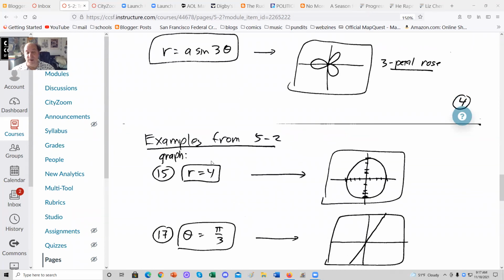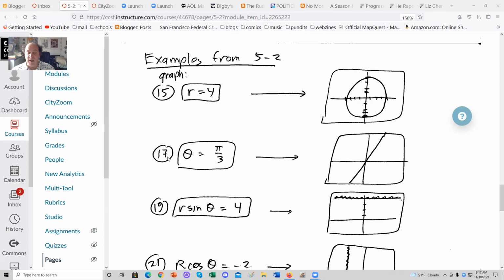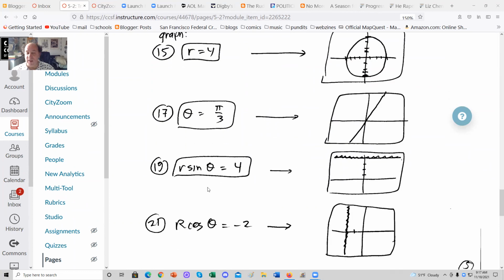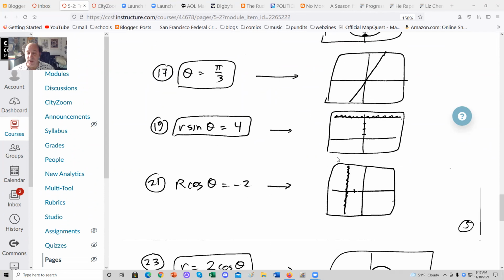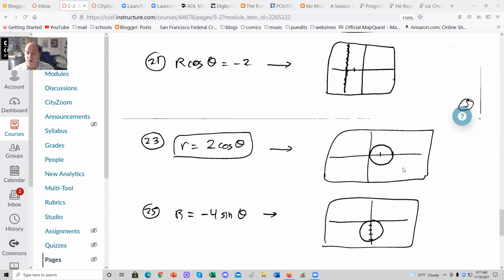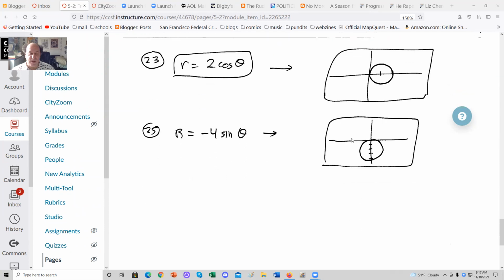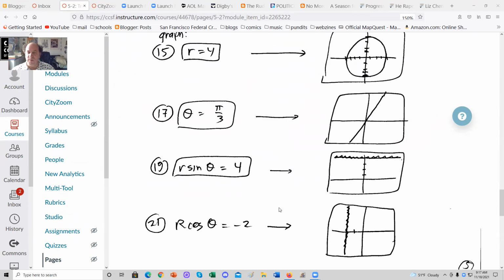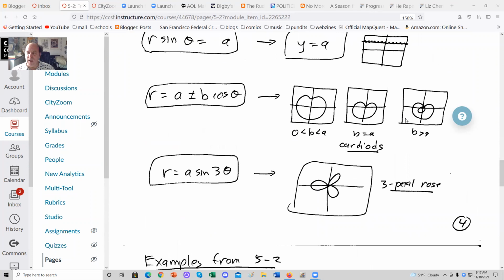So we had some examples. r equals 4 is this circle. Theta equals pi over 3 is this line. r sine theta equals 4 is this horizontal line here. r cosine theta equals -2 is this vertical line here. r equals 2 cosine theta is this circle tangent to the y-axis. r equals -4 sine theta is the circle tangent to the x-axis. Note that for this -4, and for many values, r is negative here and here, so you plot it in the opposite direction.